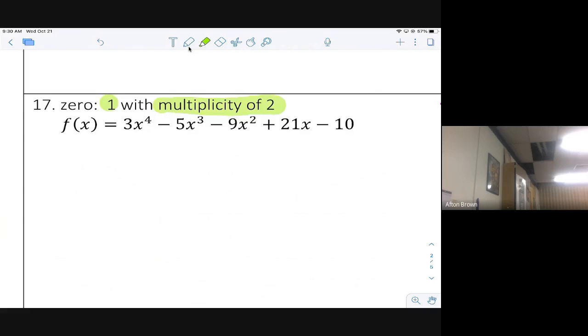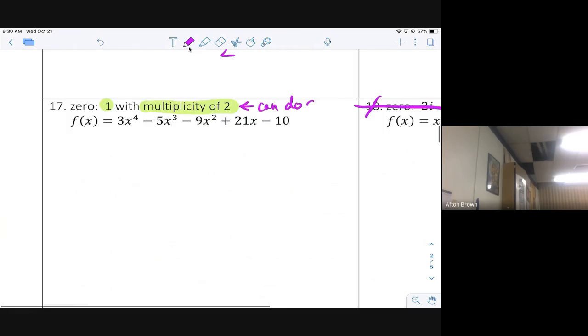If it has multiplicity of 2, that means you actually have 1 as a 0 twice. So we're going to be able to do synthetic division 2 times with the 1. The first step is still the same: we put a number in the box. So Zoe, what number are we going to put in the box to start synthetic division on 17? It gets confusing. The multiplicity 2 is just telling us that it occurs twice. It's the number that's listed first, so the 1 is going to go in the box.